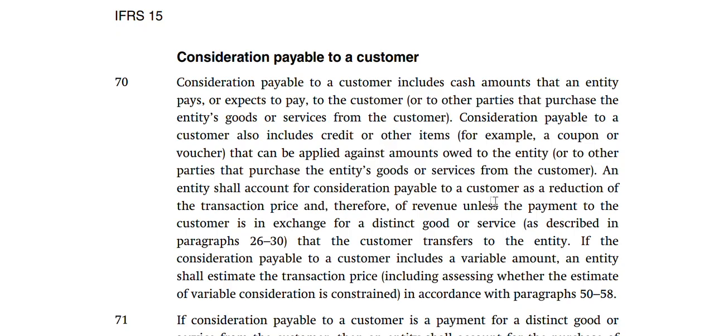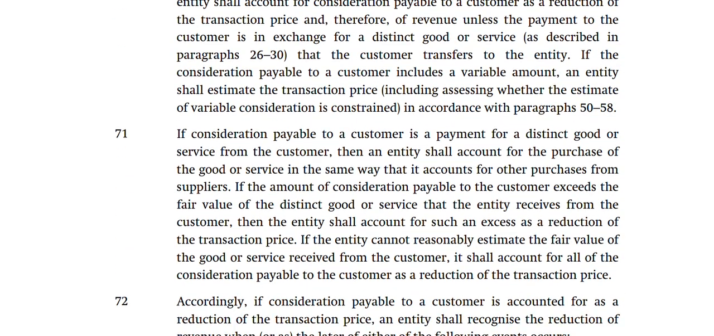An entity shall account for the consideration payable to the customer as a reduction of the transaction price and therefore of revenue, unless the payment to the customer is in exchange for a distinct good or service that the customer transfers to the entity. If consideration payable to the customer includes a variable amount, an entity shall estimate the transaction price in accordance with 50 to 58. So that is the consideration payable to the customer. It should exclude the vouchers if those vouchers will not be used to buy other products.